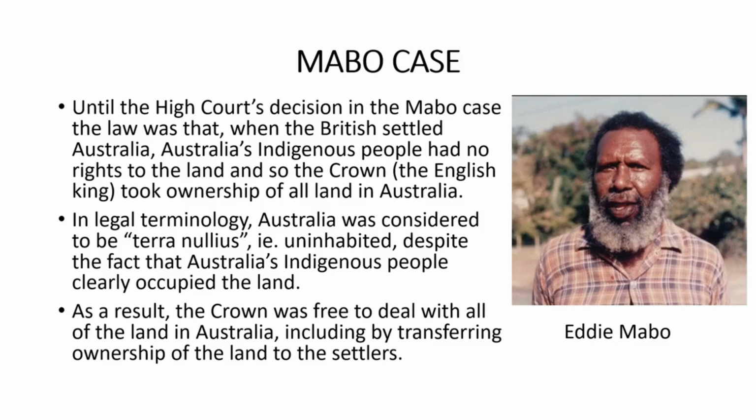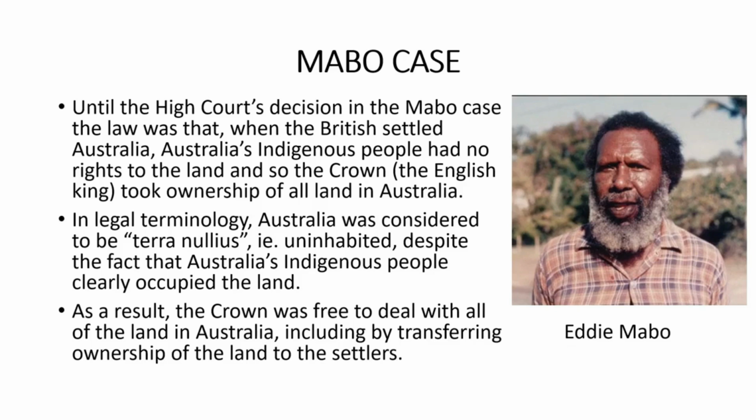The consequence of this view was that the Crown, that is, the King or Queen of England, was free to do whatever they wanted with all of the land in Australia, because the Crown owned all of this so-called unoccupied land. And one of the things that the Crown did with lots of this land was to transfer it to the settlers, who then drove Australia's Indigenous people off the land that they believed that they, rather than the Indigenous people, owned.